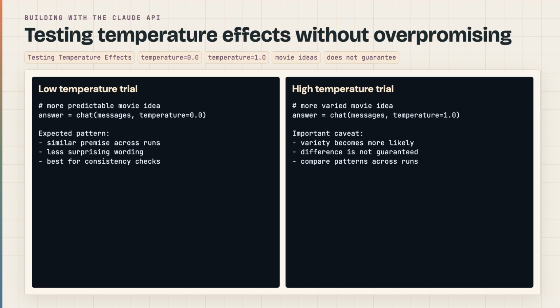To test the effect, run the same movie idea prompt at temperature equals 0.0 and again at temperature equals 1.0. The low setting should feel more predictable. The high setting should allow more creative variation. But temperature does not guarantee different outputs every time. It changes the probability of getting them, so compare patterns across multiple attempts.